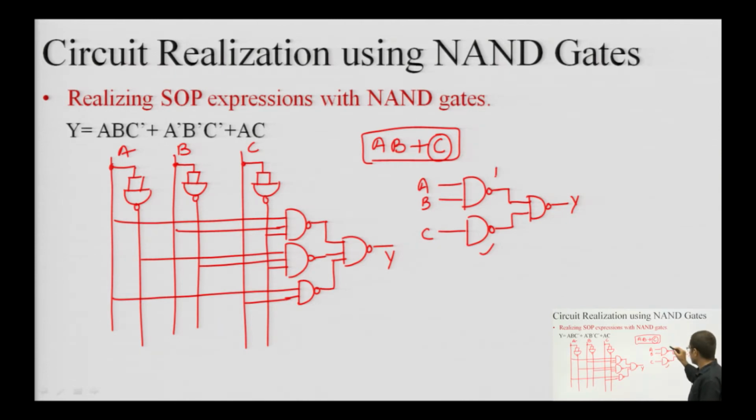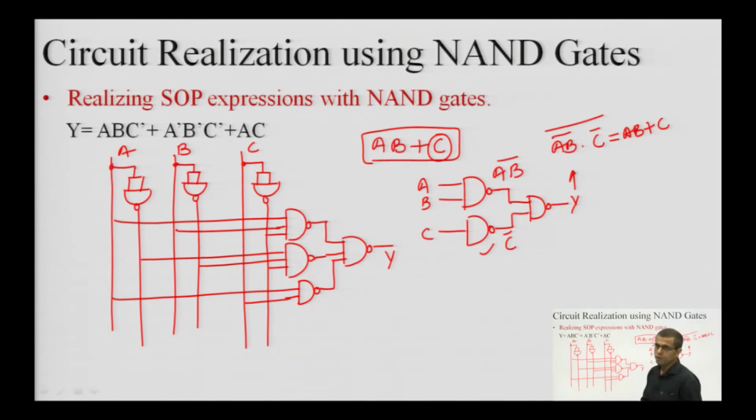We can prove it like this: here A B complement, I will be getting C complement here, and here I can see A B complement dot C complement and further complement, and if I apply De Morgan's theorem, I will be getting A B plus C. So, we have to keep that thing in mind as well. This is the NAND realization of SOP type circuits.